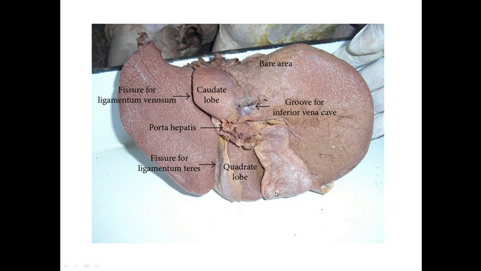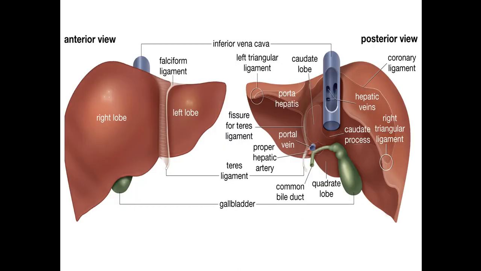Okay. One more slide showing you the anterior view and the posterior view. What structures can we see in the posterior view? The inferior vena cava, of course. The gallbladder, and this is the area for the ligamentum teres or teres ligament, one and the same thing. Here lies the porta hepatis, which we already discussed.